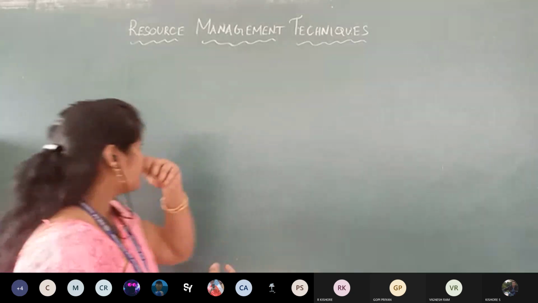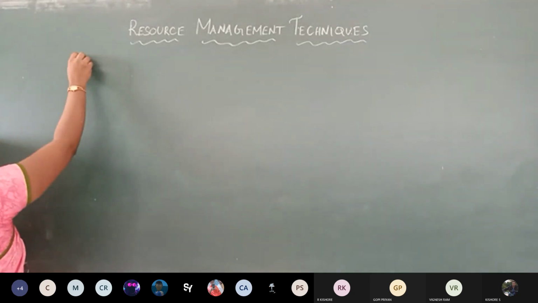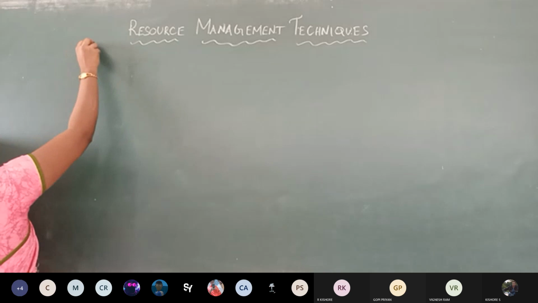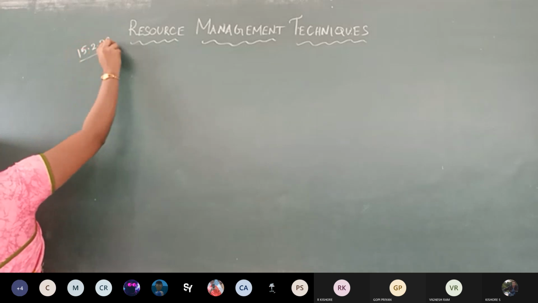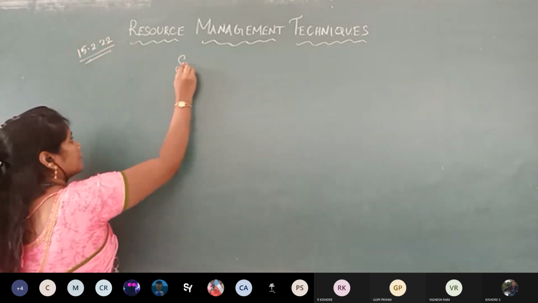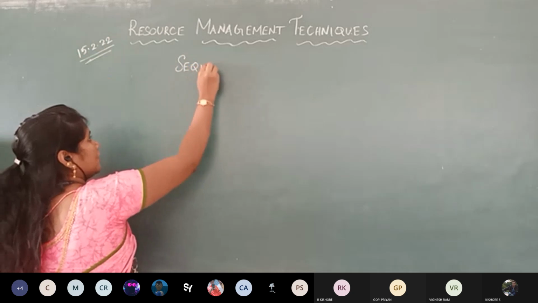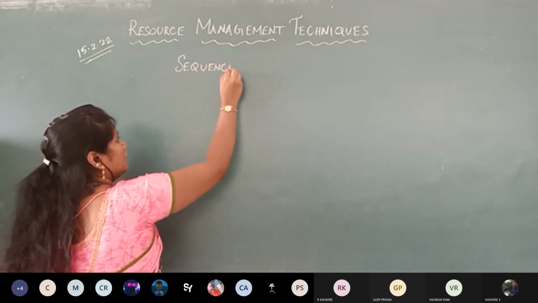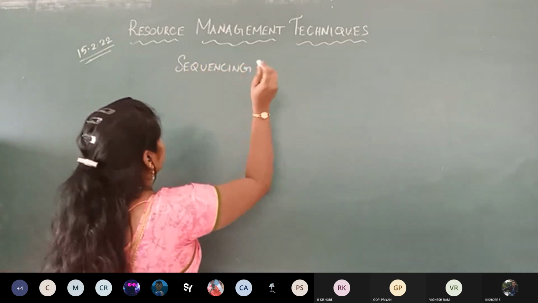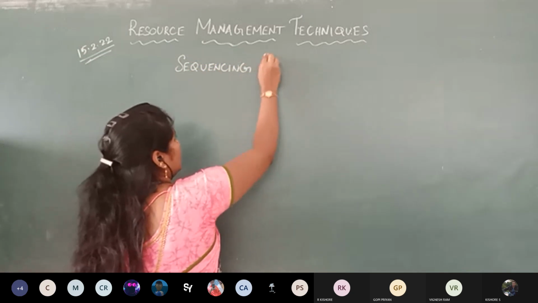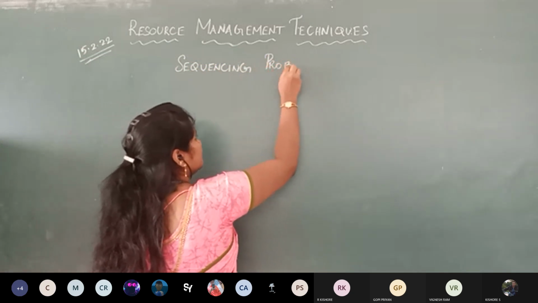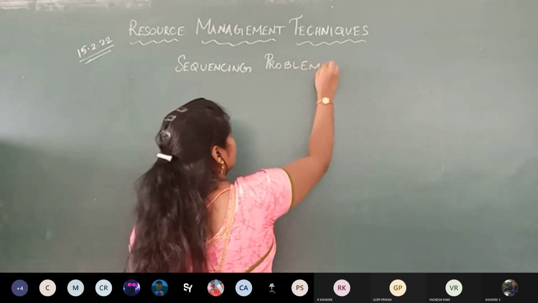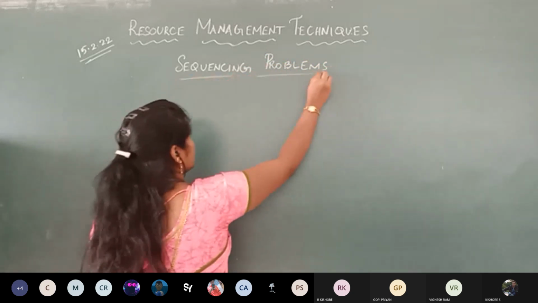So write your heading and put today's date. Today's date is 15. Put today's date, write today's heading, sequencing problems. So that is your next unit.